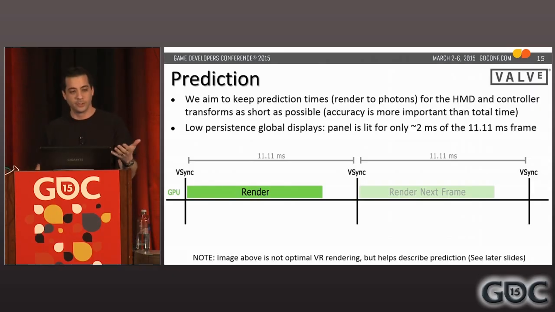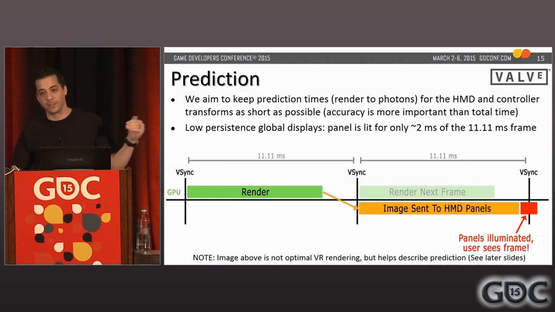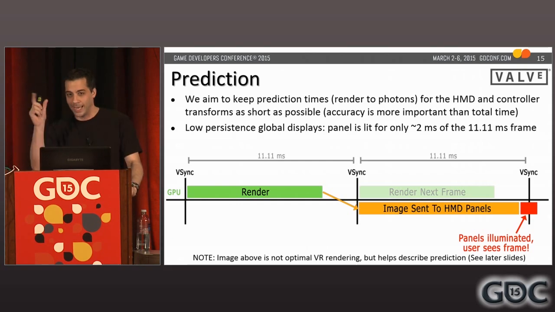All right, so here's the GPU in green, and it's rendering a frame, okay? At the end of the frame, it's presented, right? And we tend to think about that, sometimes wrongly, that, oh, it's presented, now the user sees the image. Not true. What happens is the image gets sent down over HDMI, whatever your video connection is, down to the panels. It goes through the series of tubes, and it lands on the panels. And then, much later, we blast those panels on for 2 milliseconds, okay?